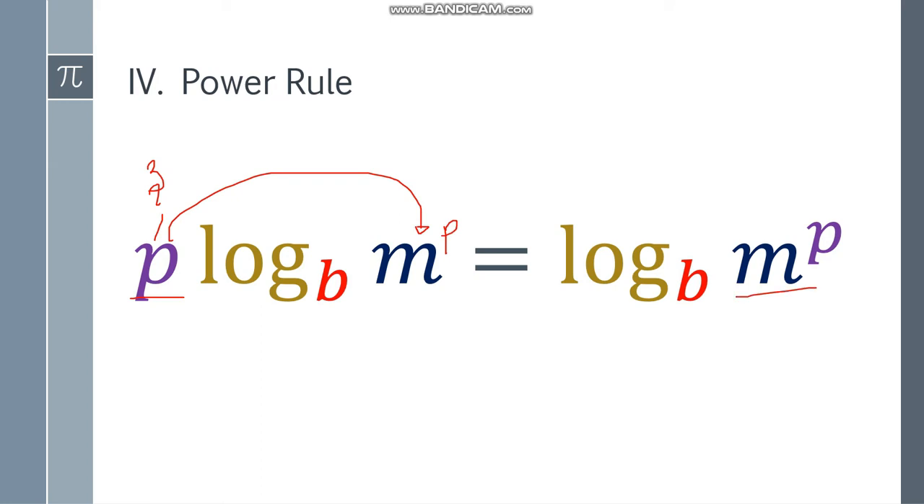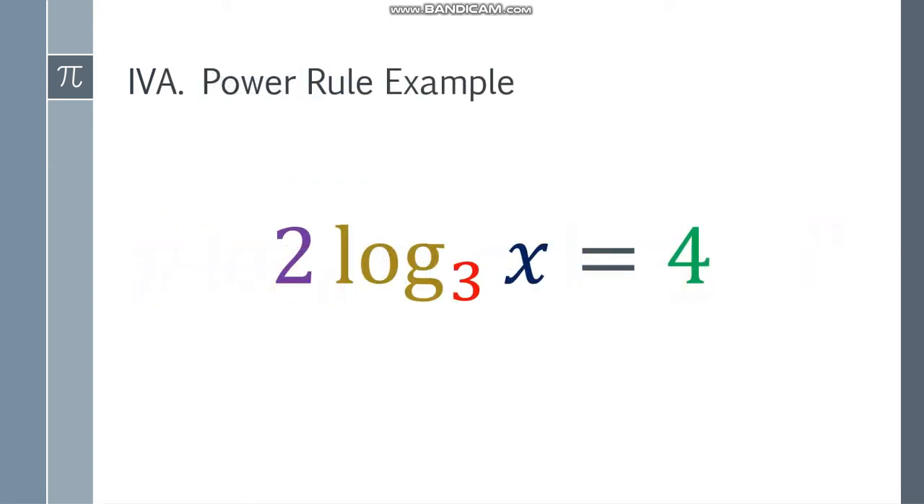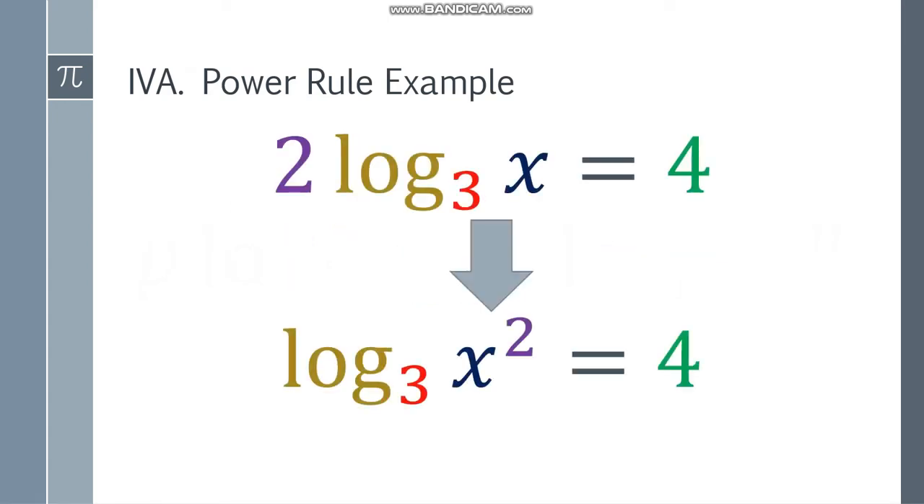So, let's have the sample equation na lang. We have 2 log base 3 of x is equal to 4. Ngayon, paano mo siya isa-simplify? It will be log base 3 of x squared. So, yung 2 mapupunta na siya dito sa variable na to. Magiging exponent na siya.